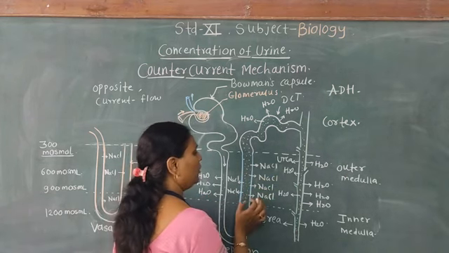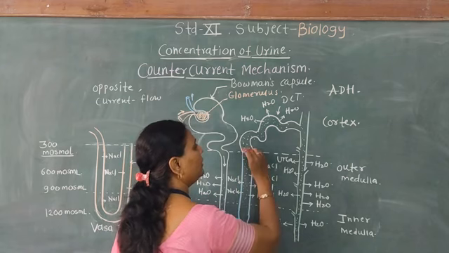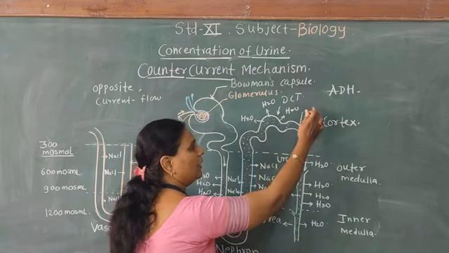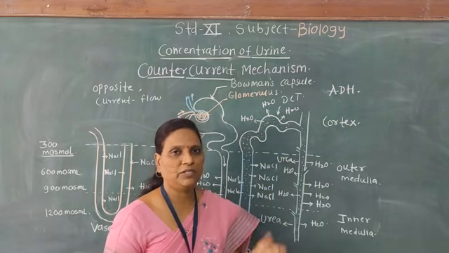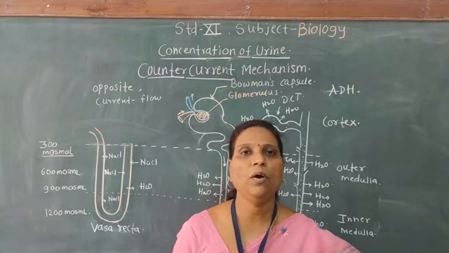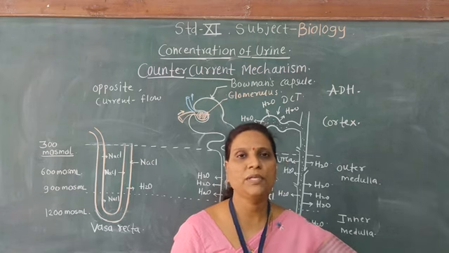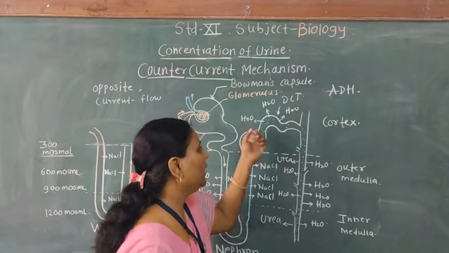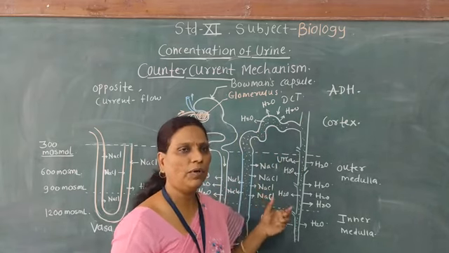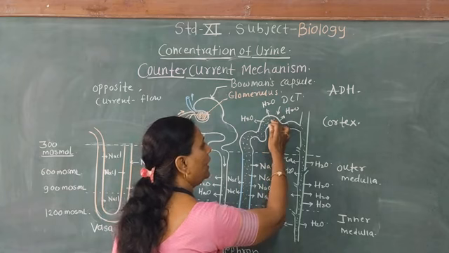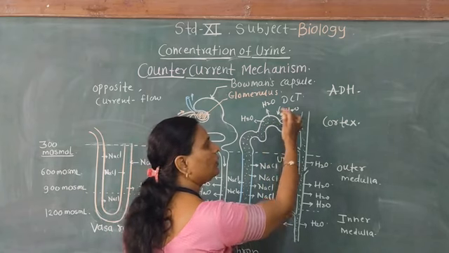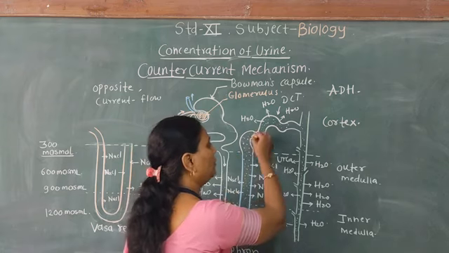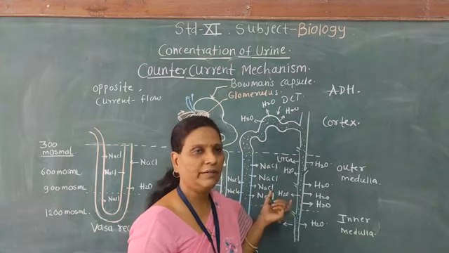Now the hypotonic tubular fluid, or filtrate, comes into the distal convoluted tubule, where there is the action of ADH, the antidiuretic hormone secreted by the posterior pituitary gland. This antidiuretic hormone mainly increases reabsorption of water from the distal convoluted tubule, and water moves out from the tubular fluid into the tissue fluid. That's why again the filtrate becomes more concentrated.